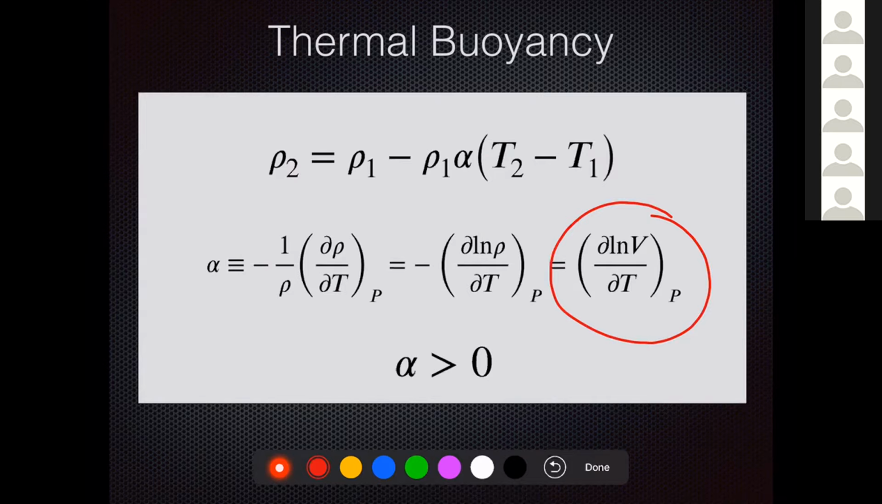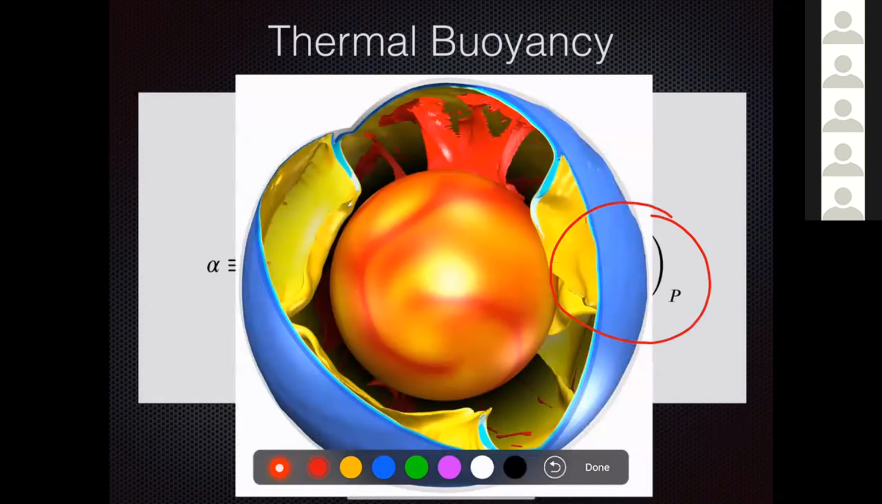Usually the thermal expansion is positive. That's why you get convection, because as you heat up the material, it will become less dense, so it will want to rise because of gravity. So just that element of it makes knowing the material properties very, very significant and very, very important for mantle dynamics in general.